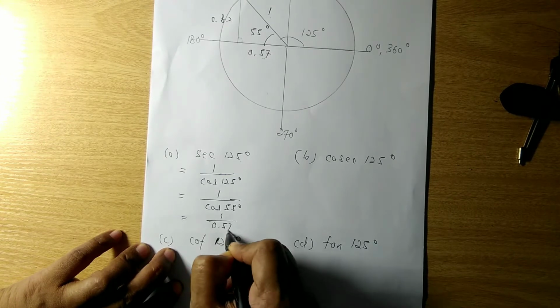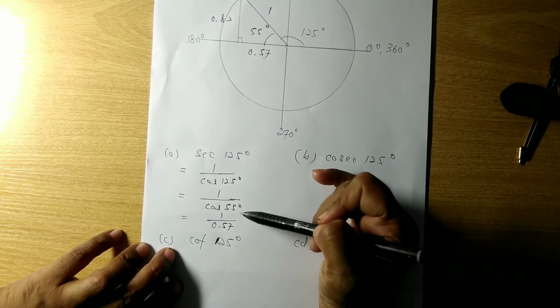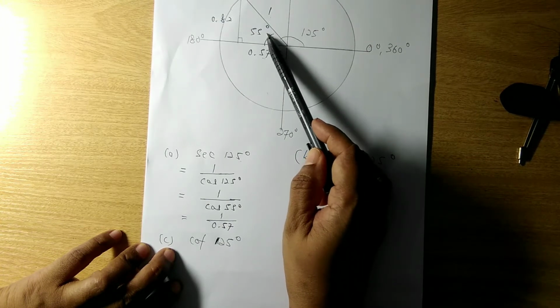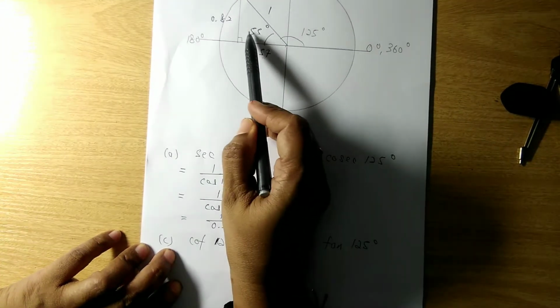But here you have to be careful. Cos in, this is my second quadrant. Cos in the second quadrant is negative. So that means you have to add a negative here.